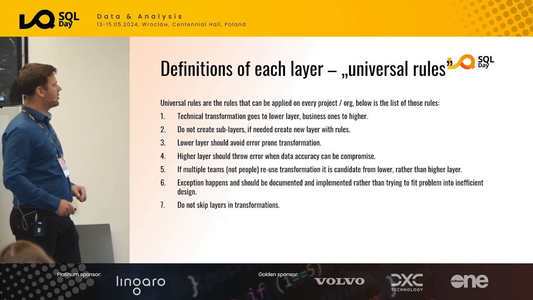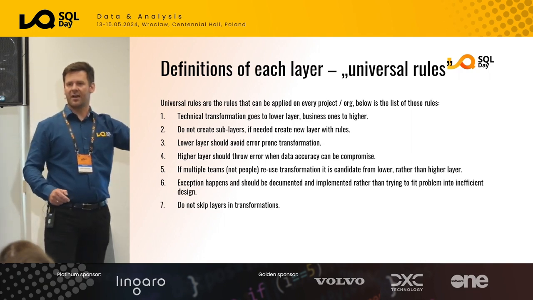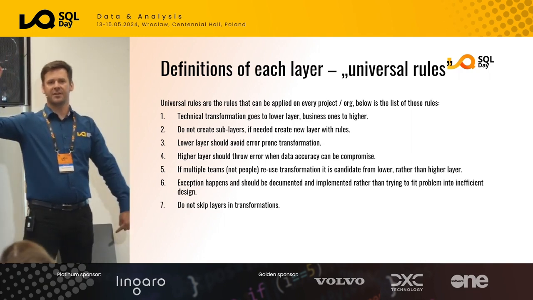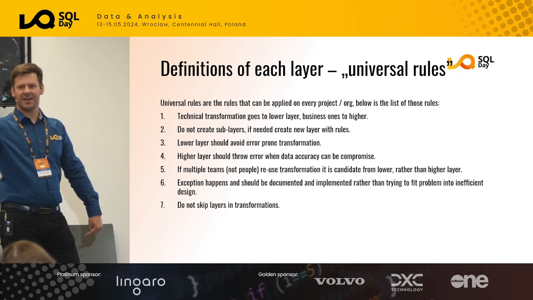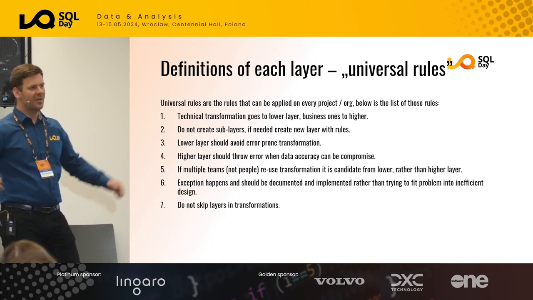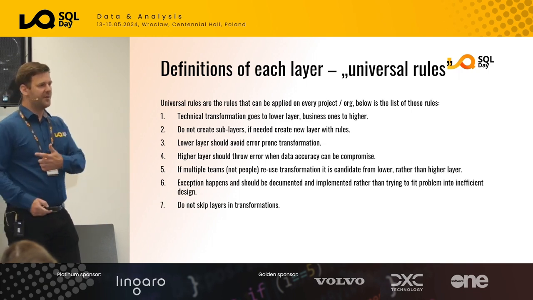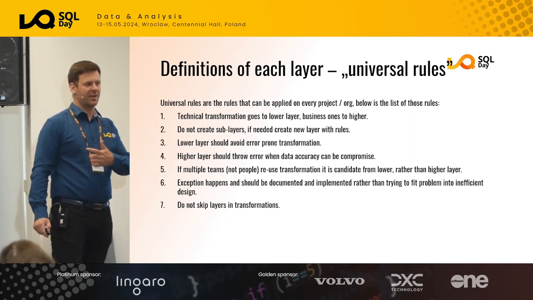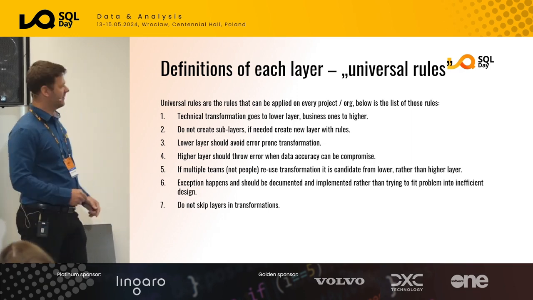Technical transformation always goes to the lower layer rather than a higher one. If you convert the Unix timestamp to a basic, human-readable timestamp, it's not gold. If you're doing that transformation in a gold layer, you made it wrong.